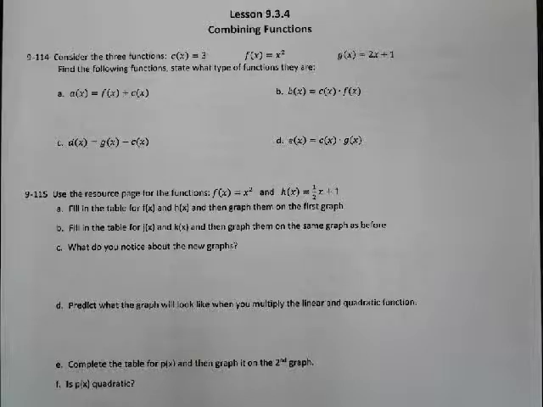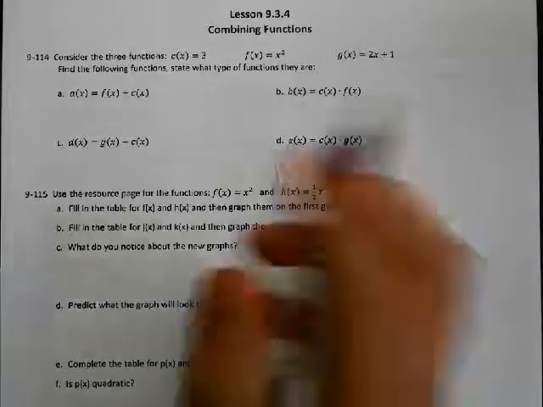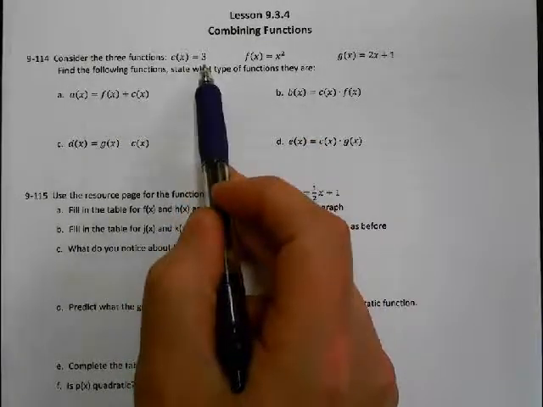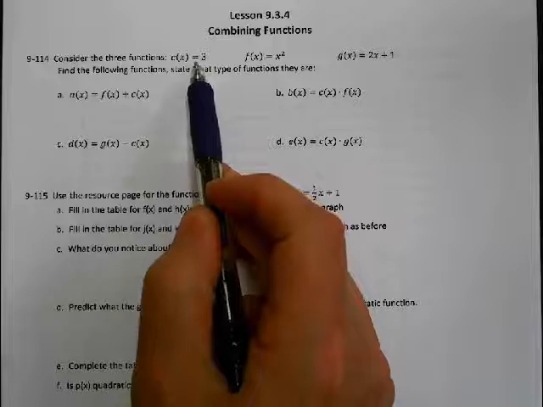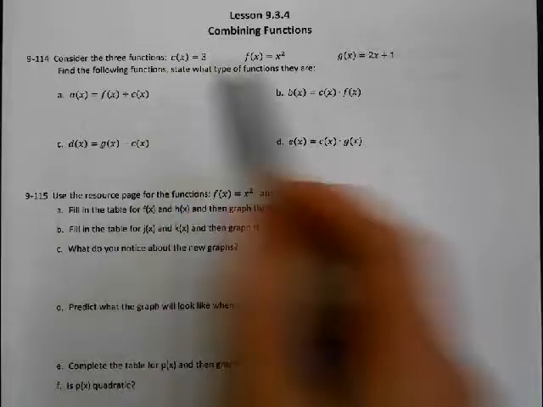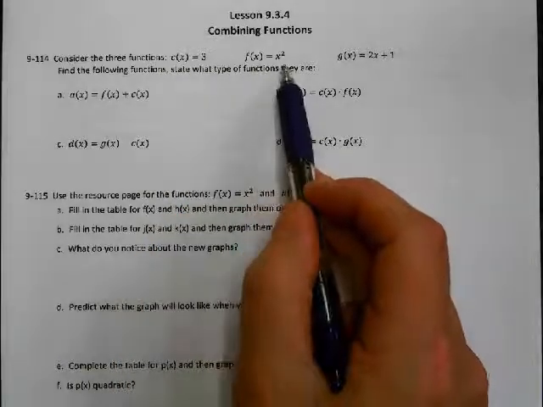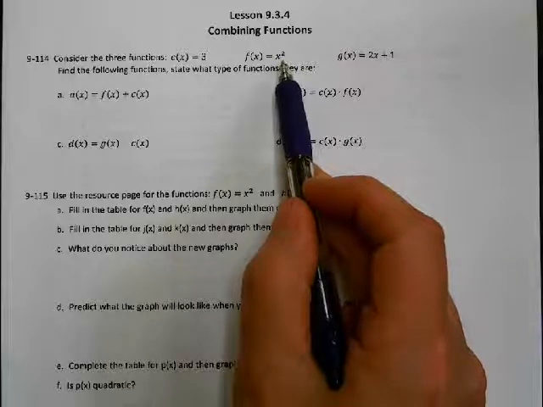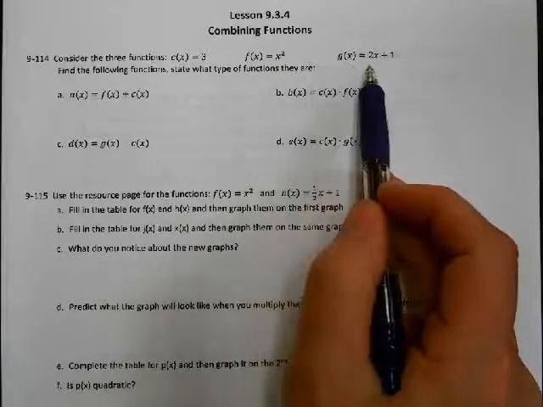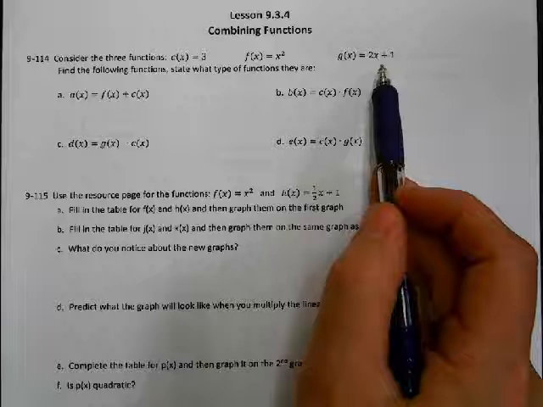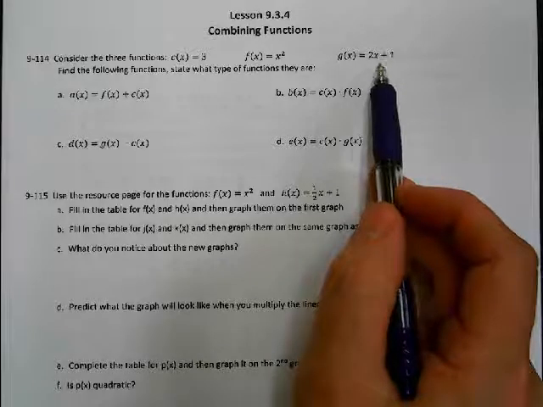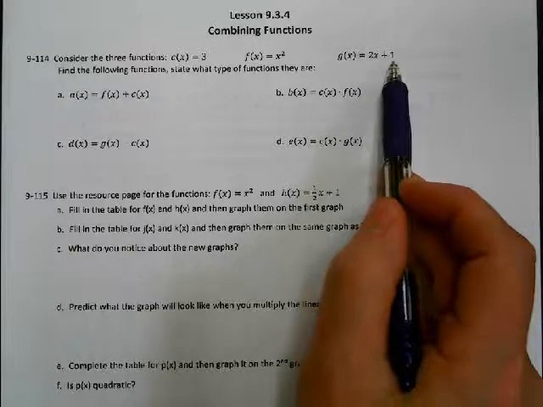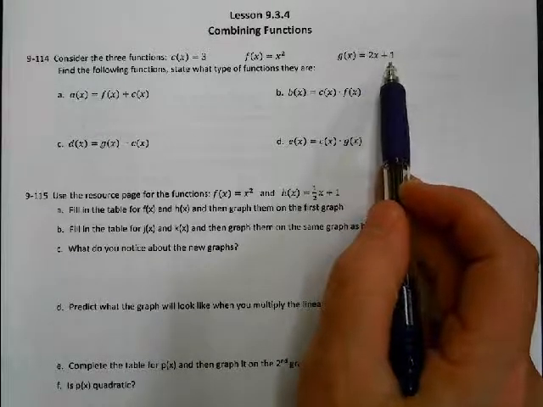All right, my pretty people, we've got lesson 9.3.4, combining functions. We've got three functions. C of x is 3, so that's linear. That should be like a horizontal line going through 3. We've got f of x equals x squared. That's the parent function for a quadratic, so that's going to make a parabola. And then g of x equals 2x plus 1, so that should be a linear function that's increasing. And it looks like it should be going through 1 on the y-axis.